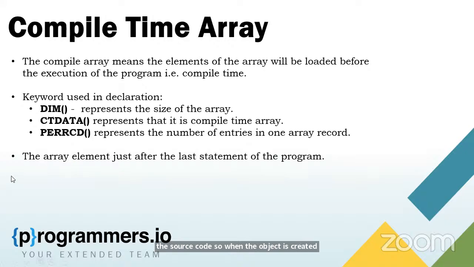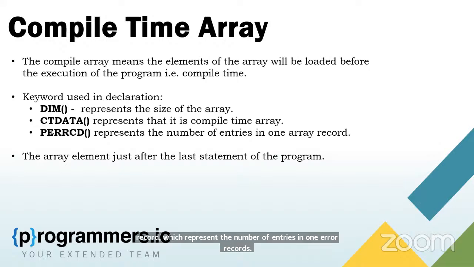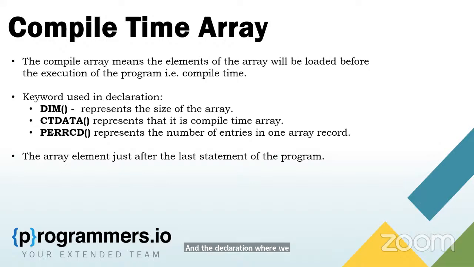There are some keywords which we use in the declaration part. The first one is dim, which represents the size of the array, meaning the number of elements which the array can hold. The second one is CT data, which represents that the array will be of compile time array type. And the third keyword is per record, which represents the number of entries in one array record. And the array elements will be after the last statement of the program.